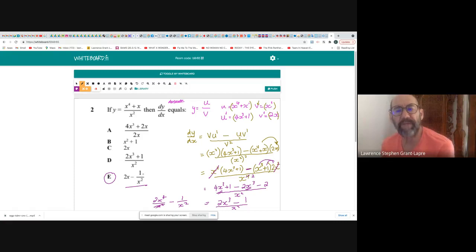Notice we had to work very carefully through this using the quotient rule and be very, very careful with your algebra. We expanded, we factorized, we cancelled common factors, so be very careful with the rules of algebra in this.